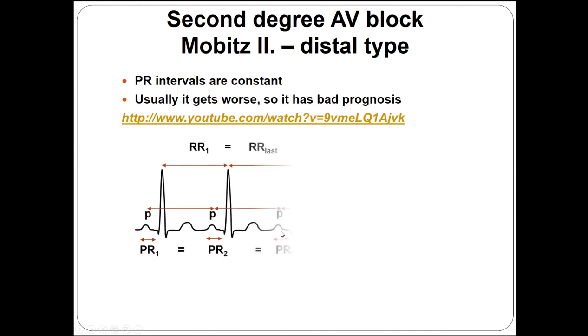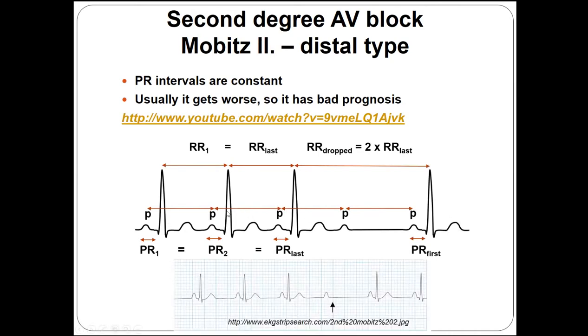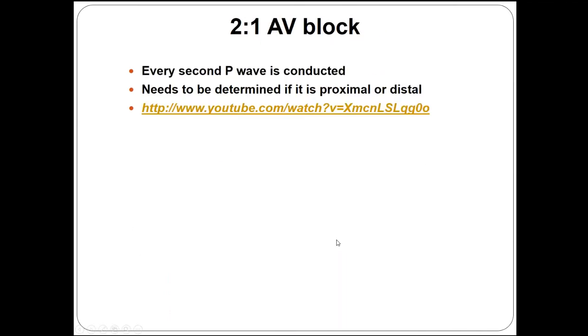PP comes regularly, but we do see a P that's not followed by a QRS complex. Every P is followed by QRS, except here. If you compare this distance, this R-R is exactly twice the last RR. This is how you can distinguish: comparing the last PR to the first one, they are equal. There's no change, and the RR interval is the same, and the dropped one is twice as much as the last one. This is how you recognize it.